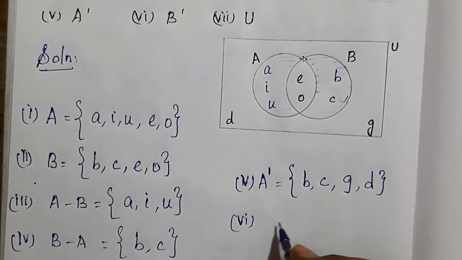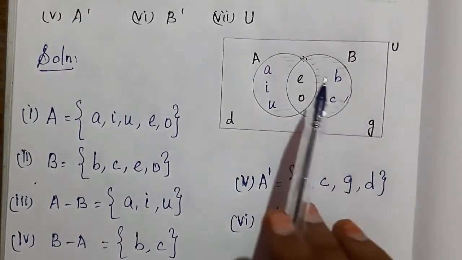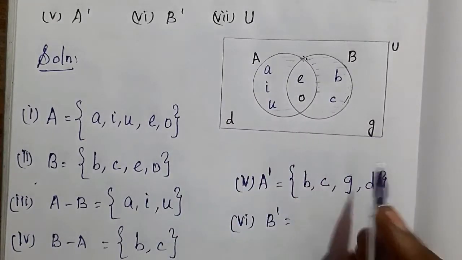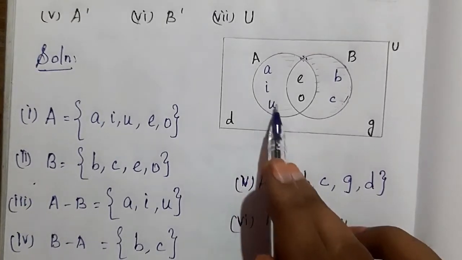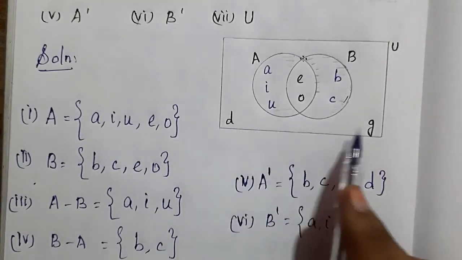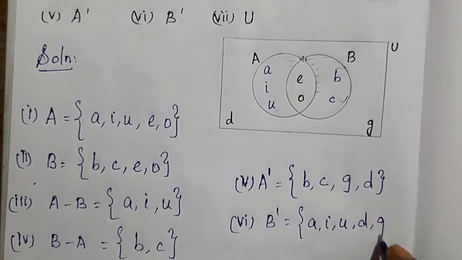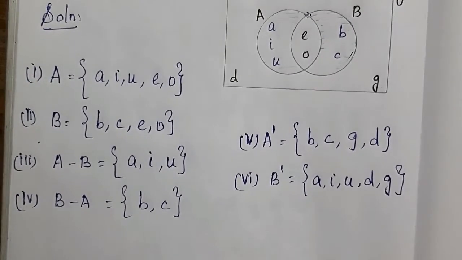Same thing, B complement. So except B, you can write remaining all. So this is B. You should not write B. Remaining everything you can write. So A, I, U, which are the A elements, D and G. D, G. The last one is U, universal set.